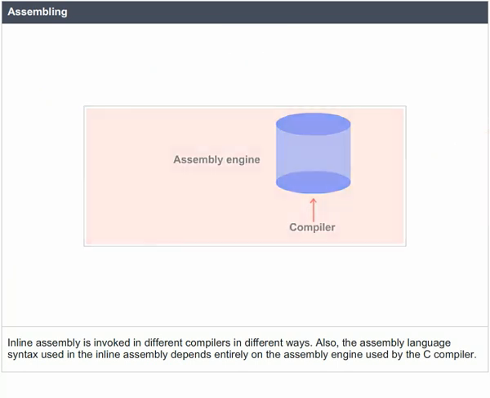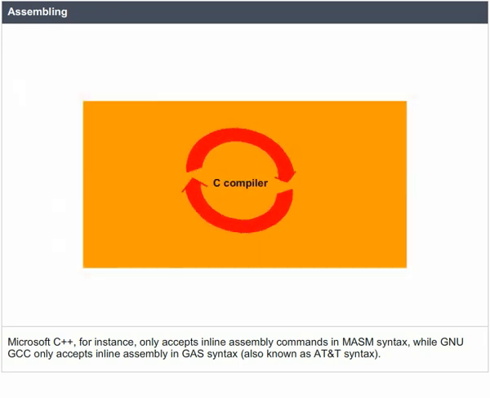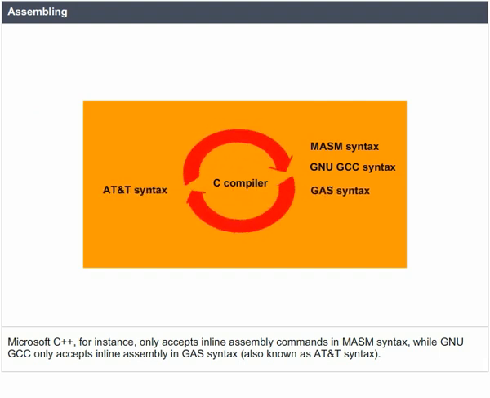Inline assembly is invoked in different compilers in different ways. Also, the assembly language syntax used in the inline assembly depends entirely on the assembly engine used by the C compiler. Microsoft C++, for instance, only accepts inline assembly commands in MASM syntax, while GNU GCC only accepts inline assembly in GAS syntax, also known as AT&T syntax.